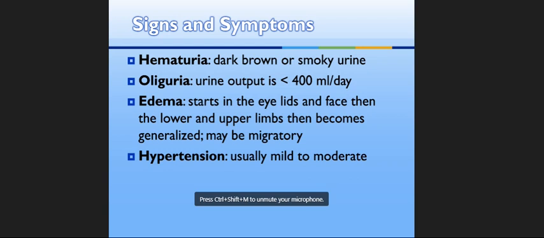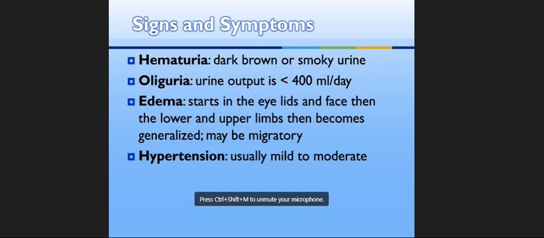If you examine your patient, what signs will you find and what are his symptoms? Hematuria: he will tell you that he passes dark brown urine. Remember, dark brown or smoky urine, urine as if there is smoke in it, or frothy urine.